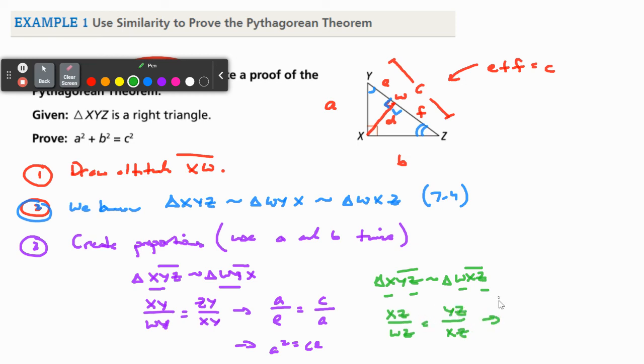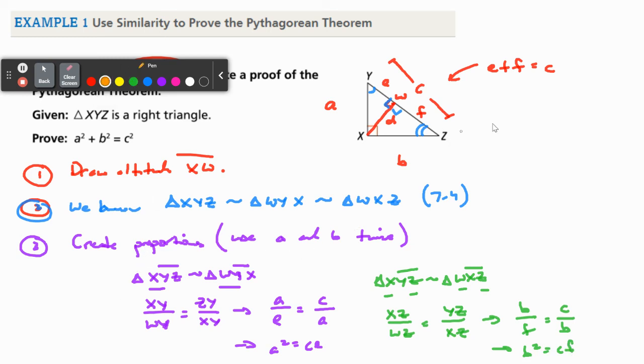So XZ is b, WZ is f, and that equals YZ is c over XZ is b. And that would then simplify to b squared equals cf.